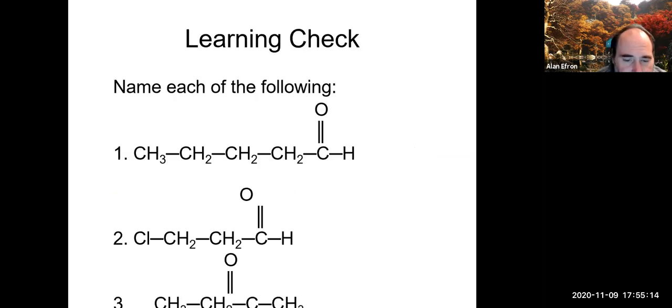So why don't you try some here? Why don't you name each of these? So take a couple of minutes here and name these guys. Things are a little bit off in terms of where it goes, so we'll fix it. Oxygen obviously goes here. And on my screen, it looks a little cut off, so I'll redraw the bottom one for you. Let's see here, 1, 2, 3, 4. So the bottom one should look like this here. There you go. The rest I think is okay.